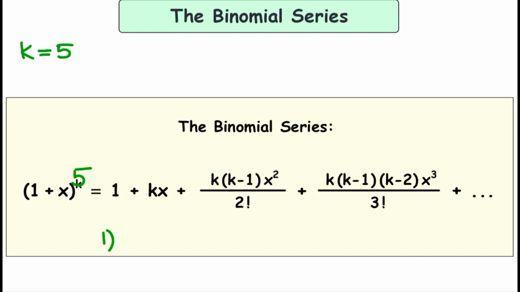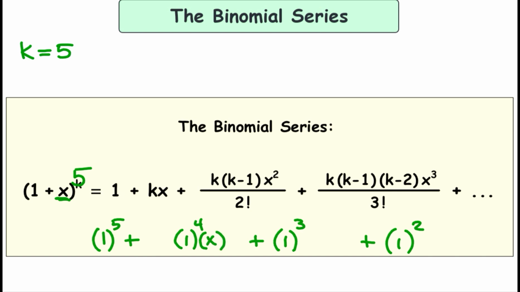You would have 1 to the 5th, and you'd have 1 to the 4th, and the 1s would lose power each time. Not that 1s are very powerful anyway, but you kind of get the idea, until eventually we ran out of things. The x's, on the other hand, would start to gain power. Now, there are no x's in the first term, but then the x's will start to increase: x to the first, x to the second, x to the third, and so on.